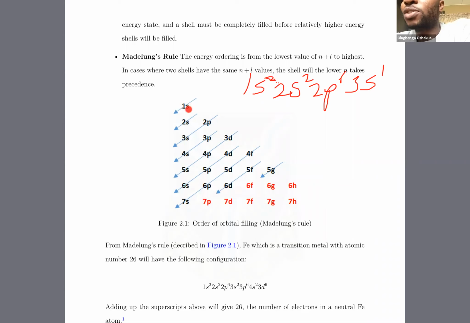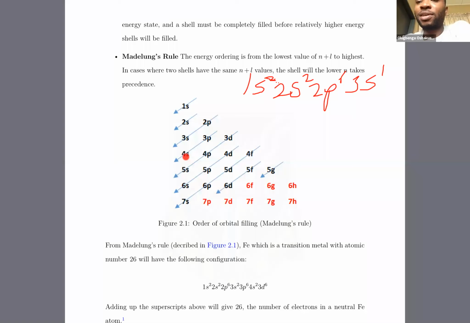After 1s, the next one is 2s. After 2s, we come here, the next thing is 2p. After 2p, the next thing is 3s. After 3s, the next thing is 3p. After 3p, the next one is 4s. After 4s, we come to 3d, then 4p, 5s, then 4d, 5p, and so on. This diagram is a consequence of Madelung's rule, which says that the ordering should start from the lowest n plus L.